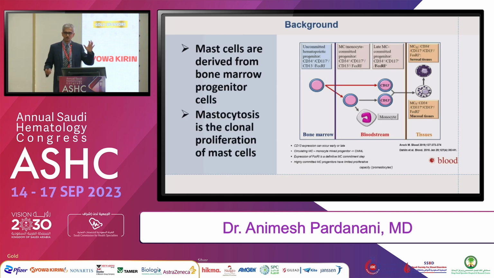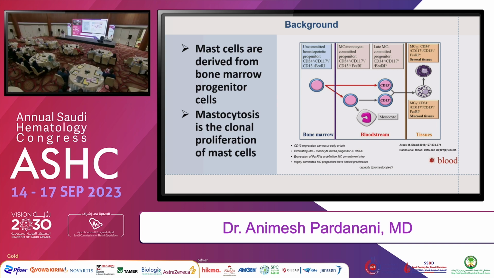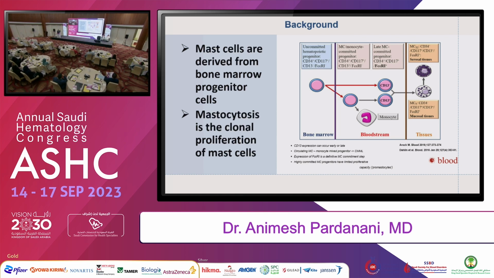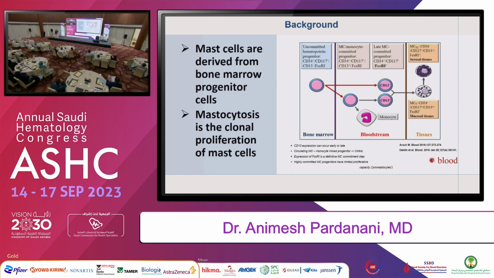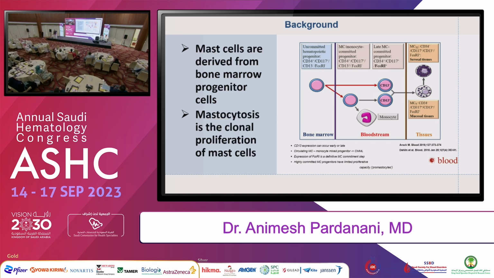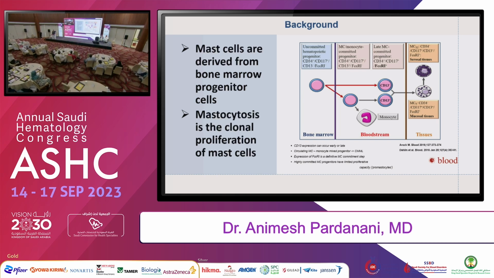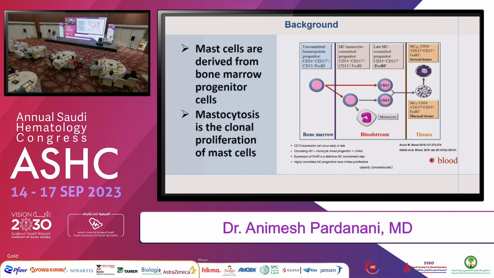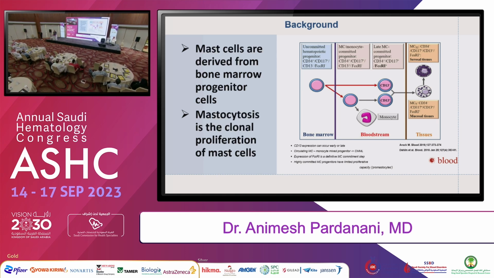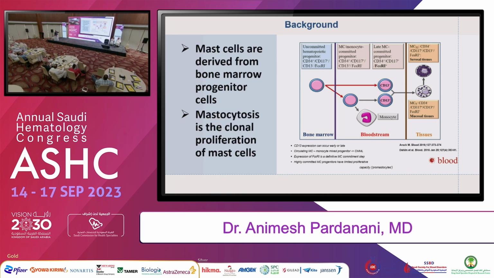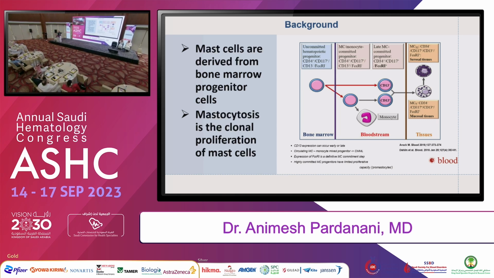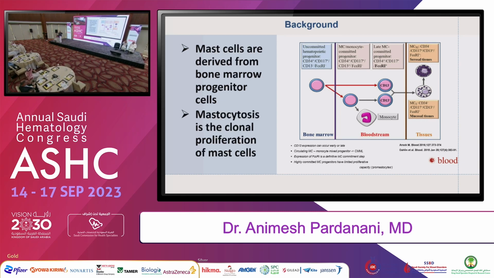So first, some background, because I imagine people may or may not be very familiar with the disease. Mast cells are derived from bone marrow progenitor cells. These cells are born in the bone marrow. They circulate for a short amount of time in the blood, and then they live in the tissues where the body comes into contact with the environment. So it's the skin, it's the mucosa of the gut, the respiratory tract. And we should be clear that mastocytosis is technically a malignancy. So it's a clonal proliferation of neoplastic mast cells.